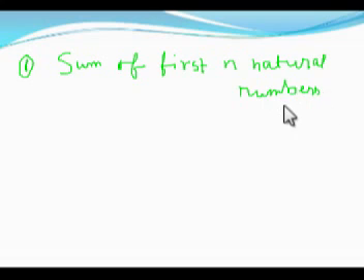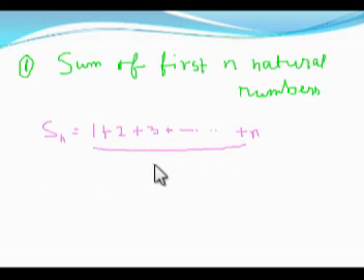So how can we find this? Look at this. We take the sum. The equation can be written this way: 1 plus 2 plus 3 plus up to the nth term, which is n. This is an arithmetic progression. The first element a is equal to 1 and the common difference d is also 1.